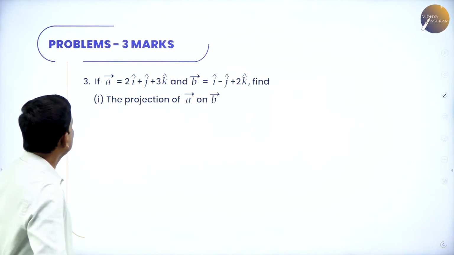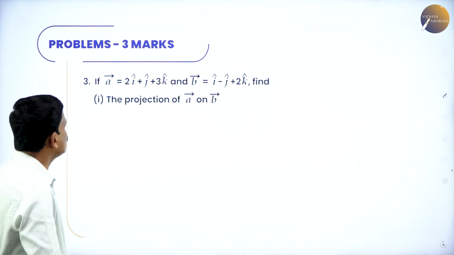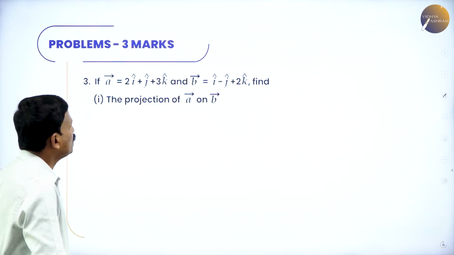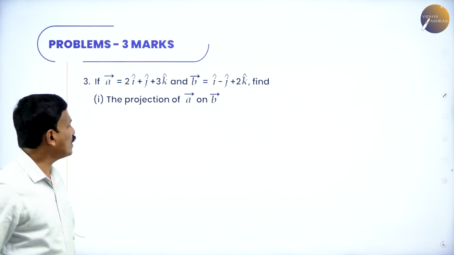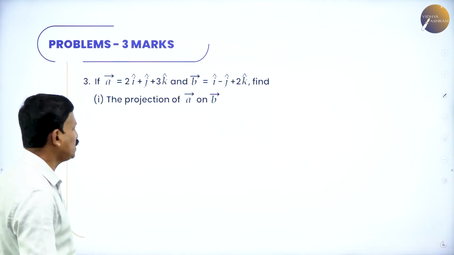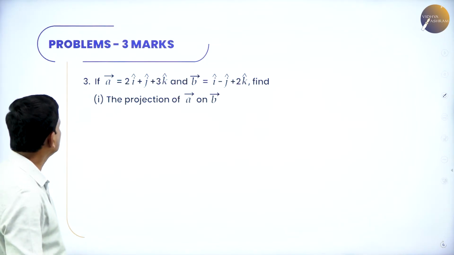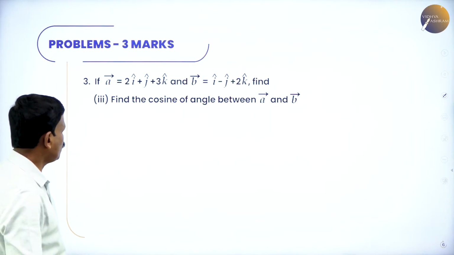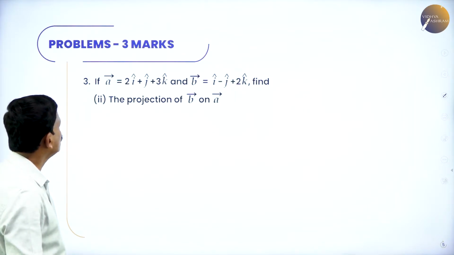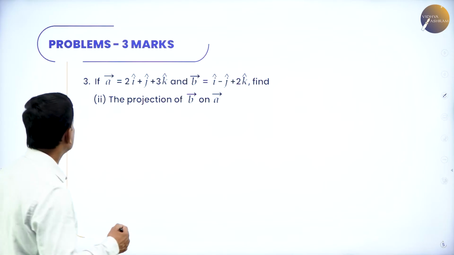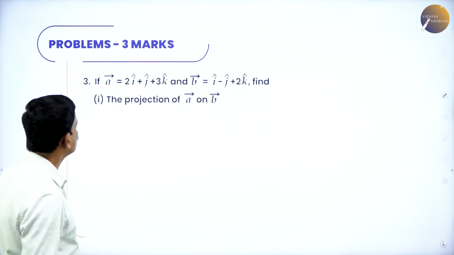Next, if A is equal to 2i plus j plus 3k and B is equal to i minus j plus 2k, find the projection of vector A on B. Similarly, find the projection of B on A and the cosine of the angle between the vectors. Okay, now let us find out the first one.